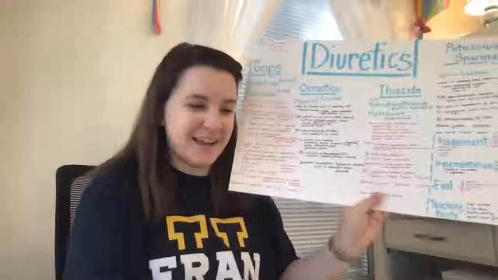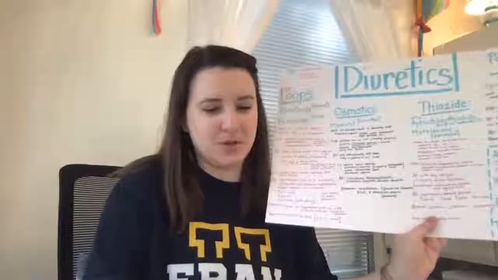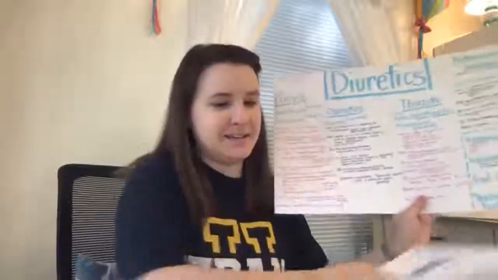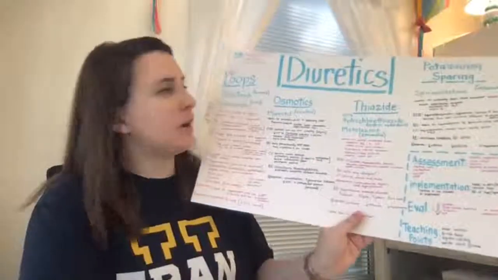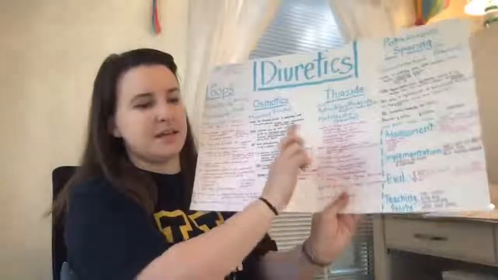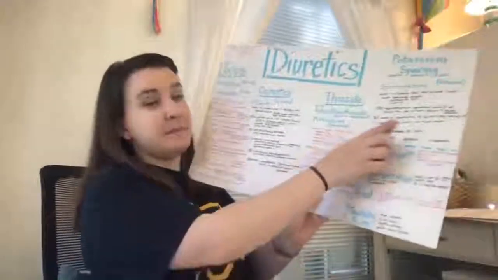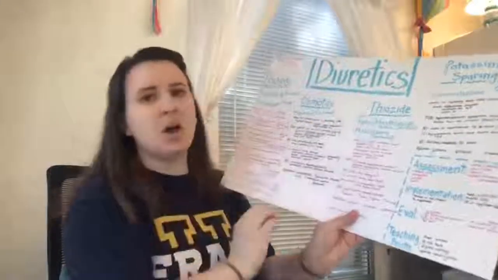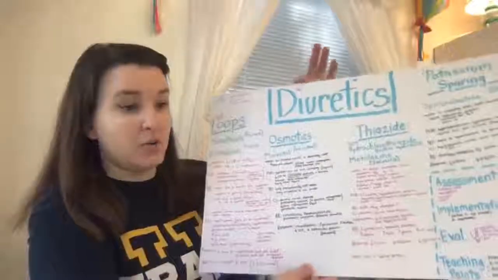We're going to talk about diuretics. This is our next category of drugs for this test. We have 4 different drug classes in diuretics: loops, osmotics, thiazide and thiazide-like drugs, but for this purpose we're just going to have thiazide, and then potassium-sparing. All diuretics can be used for hypertension, heart failure, and renal failure.